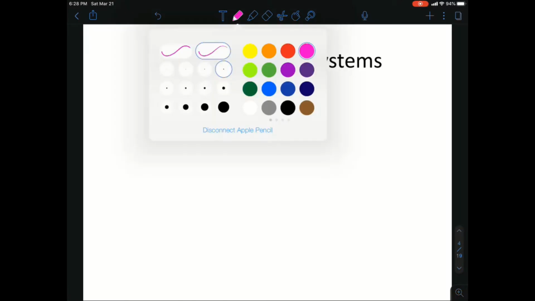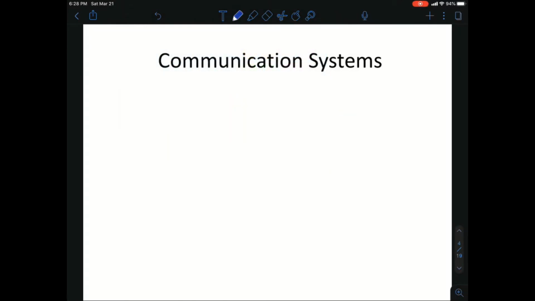So in this portion of the lecture, we're going to introduce the concept of the communication system, something that we've already kind of talked about. But what I want you to think about is you have this information, and you're trying to transmit it from point A to point B. And we're talking about doing this wirelessly.